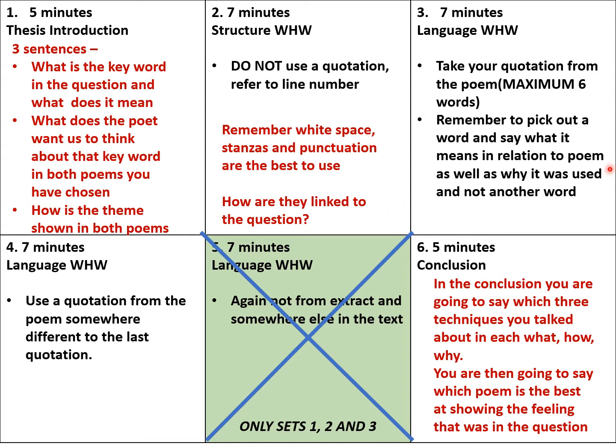The third paragraph will be your language paragraph, and again it should take you 7 minutes. You will take your quotation from your poem, which should be a maximum of 6 words. Pick out a word and say what it means in relation to the poem, as well as why it was used in comparison to another word. You will then compare this quotation to a quotation from the second poem, and I will show you what I mean by that in a little bit.